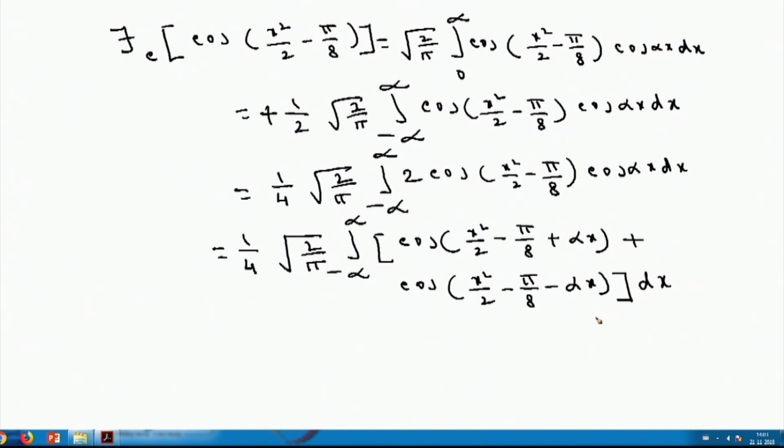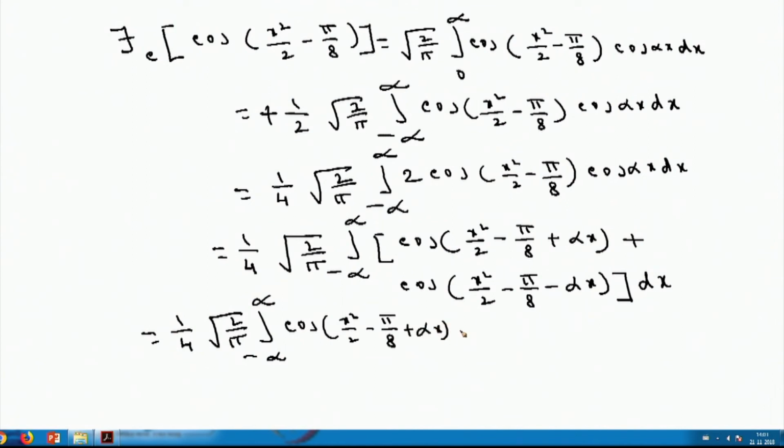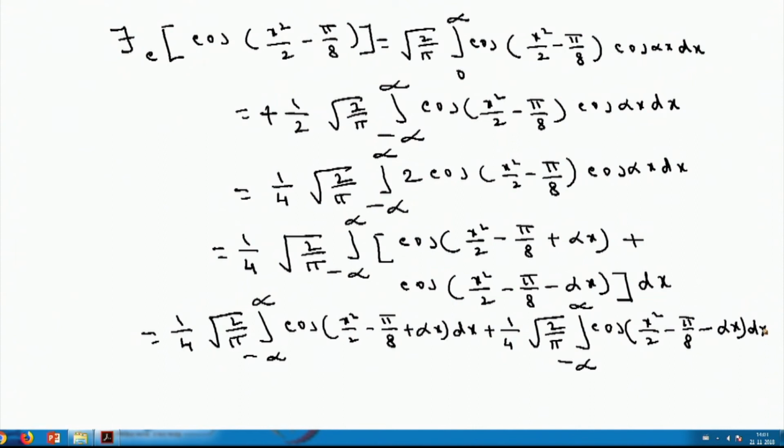So, this equals, now I can break it into 2 separate integrals. 2 separate integrals means I want to say 1 by 4 root over 2 by pi, minus infinity to infinity, cos of x square by 2 minus pi by 8 plus alpha x dx. This is one integral. The other integral, similarly, 1 by 4 root over 2 by pi, minus infinity to infinity, cos of x square by 2 minus pi by 8, and this is minus alpha x, into dx.